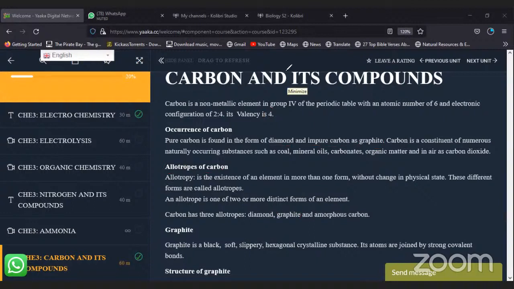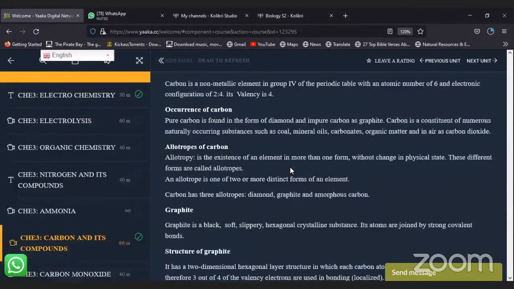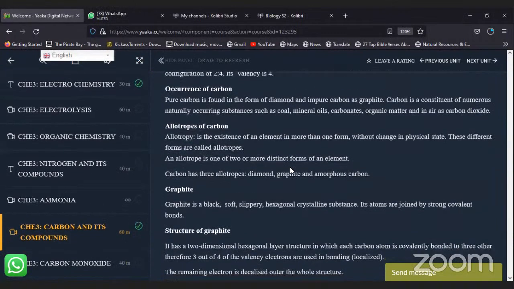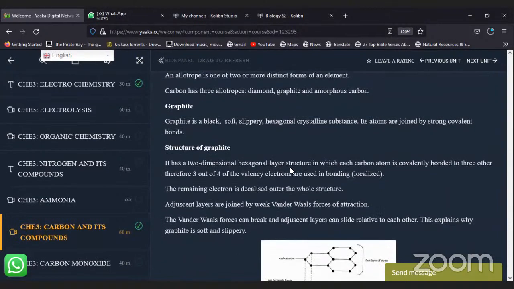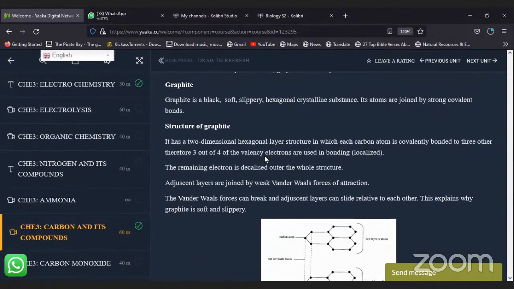Amira is also here. Amira, you're welcome. We're looking at carbon and its compounds. So we have finished the occurrence and the allotropes of carbon. Let's start looking at them in detail. We can start with graphite.